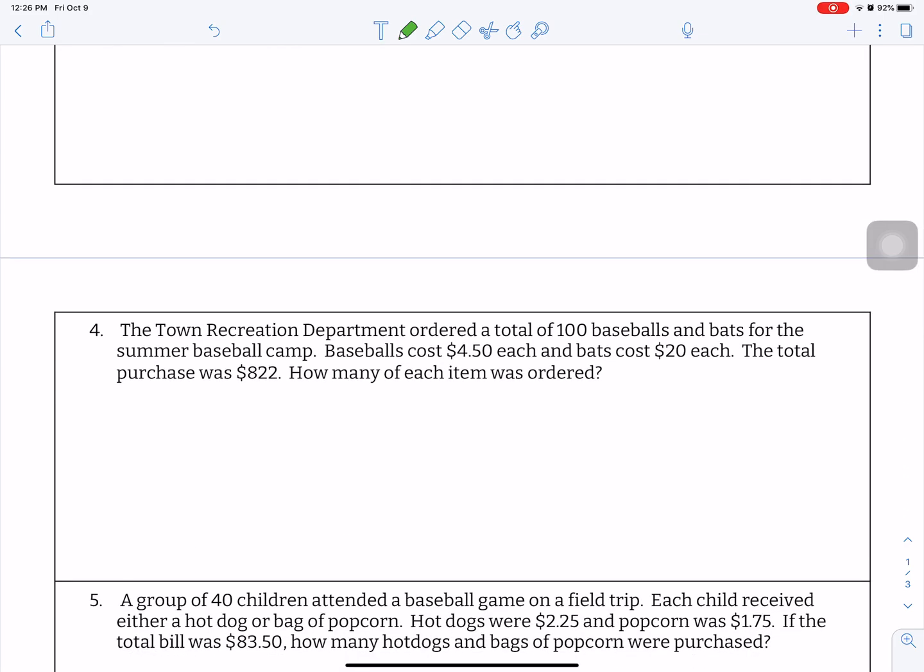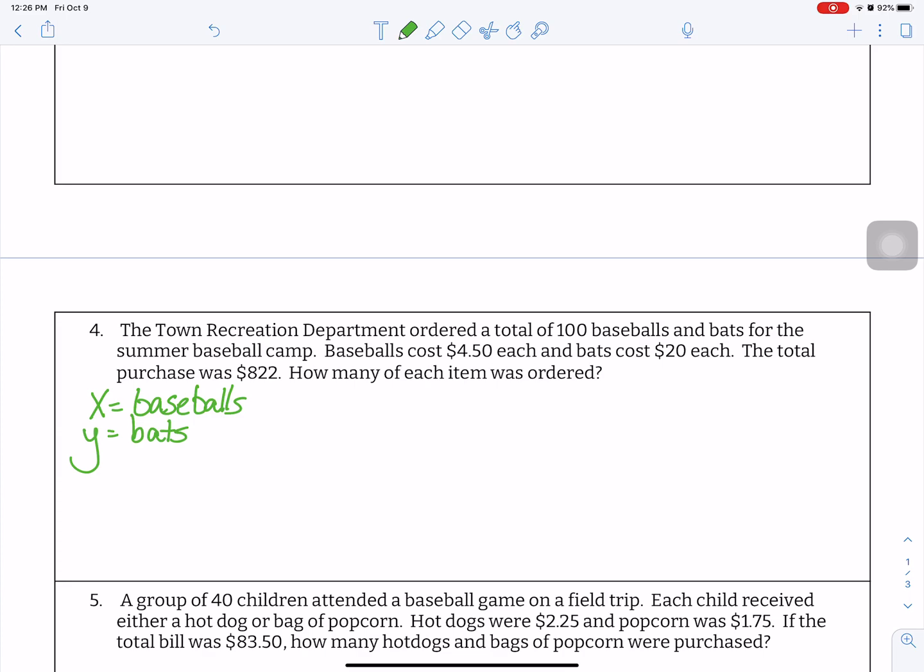So 4 says the town recreation department ordered a total of 100 baseballs and bats for the summer baseball camp. Baseballs cost $4.50 each and bats cost $20 each. The total purchase was $822. How many of each item was ordered? So X is going to equal baseballs. And again, it doesn't matter because if you switched them around, by the time you're done, X would still refer to whatever you defined it as, and you'll get the same prices.